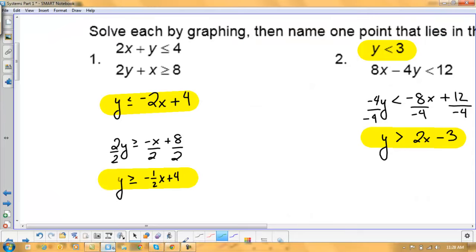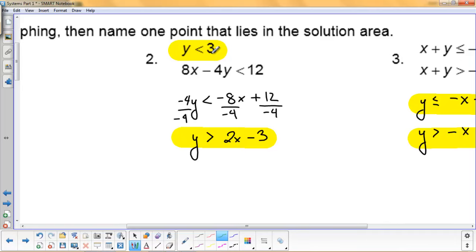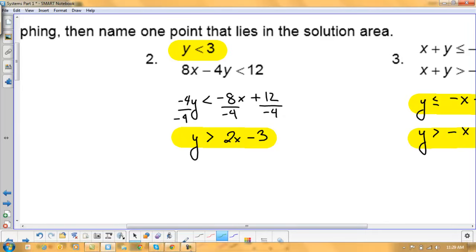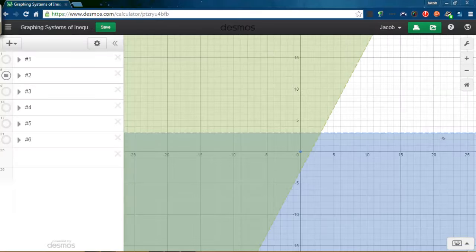Question number 2. You'll notice that y is less than 3 is not something we need to manipulate. We're simply going to solve the second inequality for y, and that gives you that result. The horizontal line is dotted. The diagonal line is also dotted. The only difference between this and the other solution set is that any point contained within the double shaded region is included. However, any point on the dotted line is excluded.